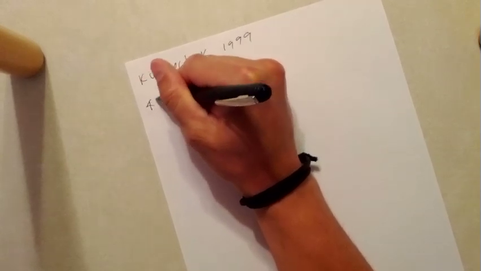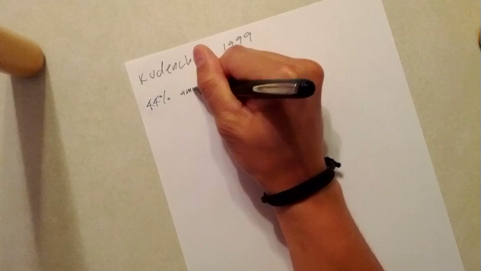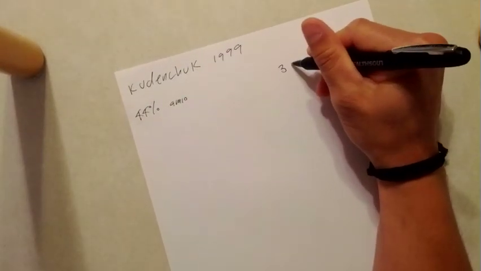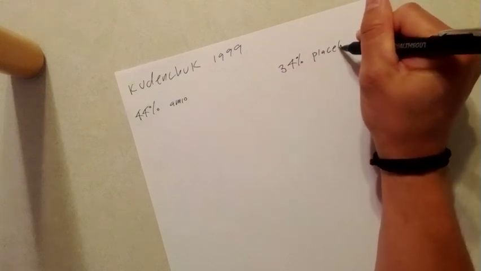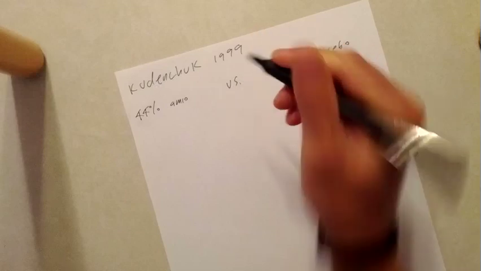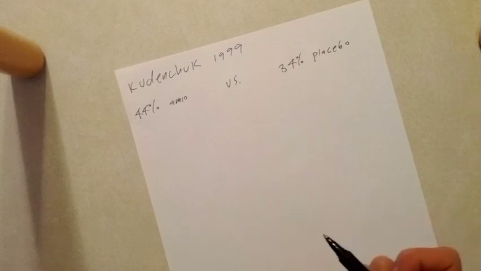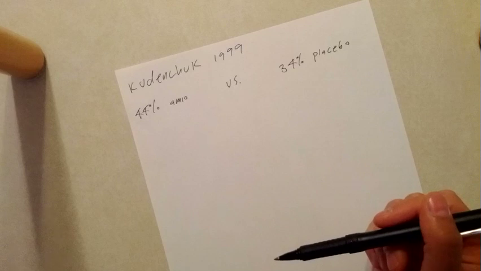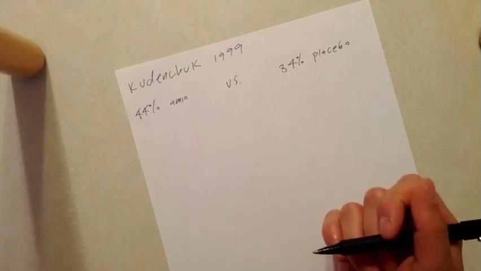If you got amio, you had a 44% chance of surviving to be admitted to the hospital. If you just got the placebo, you had a 34% chance. So that looks pretty good. It certainly seemed like real numbers, and that was a significant difference. So how can we express this? How can we express the difference in these two groups? And what we're really looking at is the effect of the drug on survival.